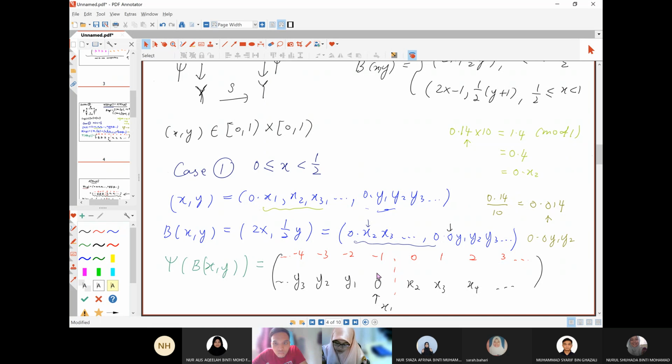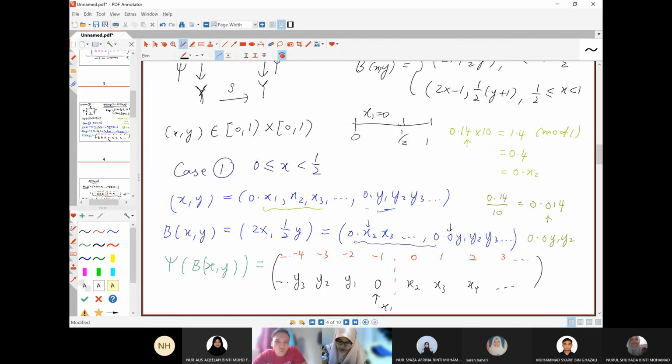Yes, sebab X1 apa ingat tak? Kalau between 0 dengan half, apa itu first digit dia? Ingat tak saya tunjuk example dulu. Hari Selasa baru ni. Kalau 0 dengan half, apa the first digit dia? X1 kan? X1 is 0, betul tak?